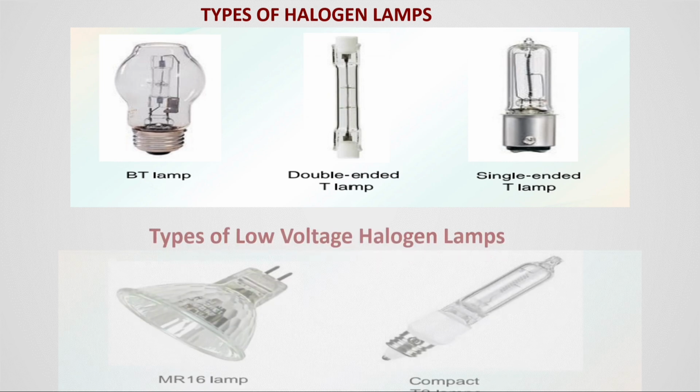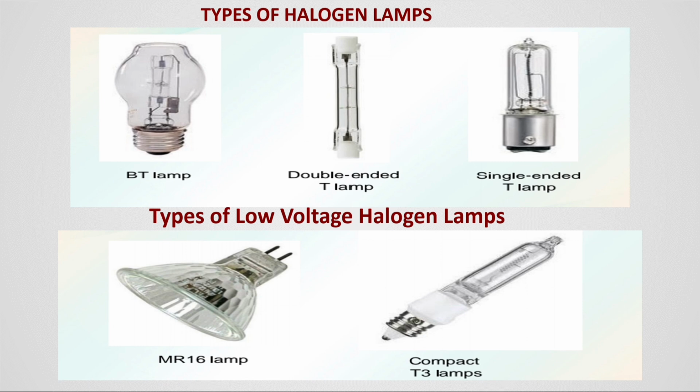And also, there are types of low-voltage halogen lamps. First is MR16 and second is compact T3 lamps. These are compact, bright lamps, excellent reading, work, and display light sources. The color temperature is 2900 to 3100 Kelvin.